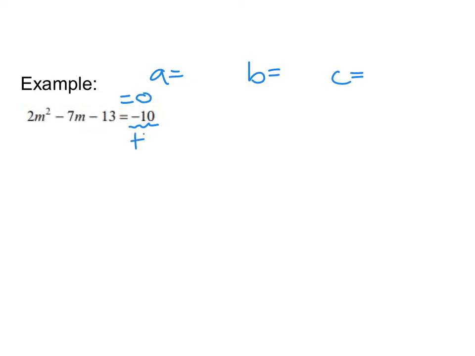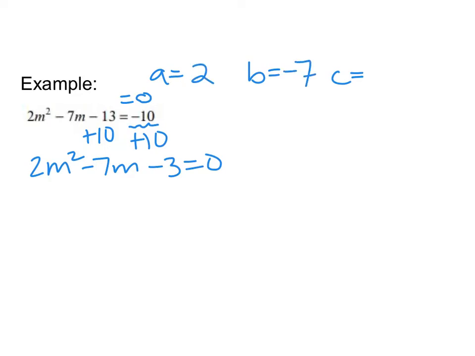So we're going to add 10 to both sides. So that'll give us 2m squared minus 7m minus 3 equals 0. And we can fill in our a, b, and c. So a is 2, b is -7, and c is -3. I encourage you to write out what your a, b, and c are, especially in the beginning. It just really helps to have them to look at when you're plugging them into this big, crazy, ugly formula.